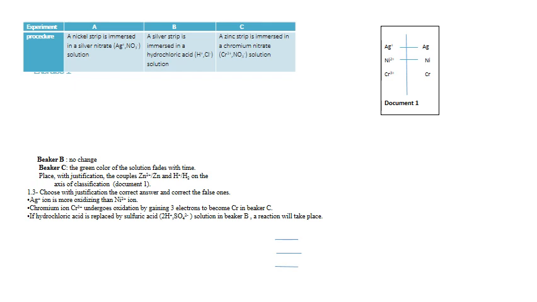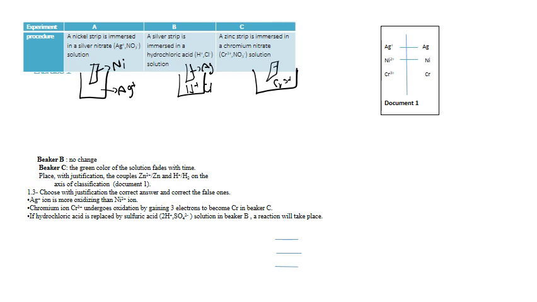I will start solving some examples, or some parts, of the bi-weekly worksheet, which is a revision for the exam. With respect to exercise 1, we have 3 experiments. In the first experiment, experiment A, we have a solution containing Ag+ and we put in it a nickel strip. In experiment B, we have a hydrochloric acid solution and we put in it a silver strip. In solution C, we have Cr3+ ions in a beaker and we put in this solution a Zn strip.